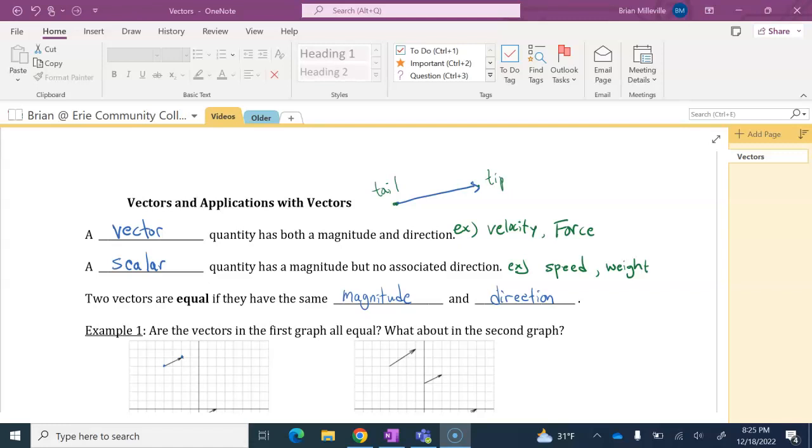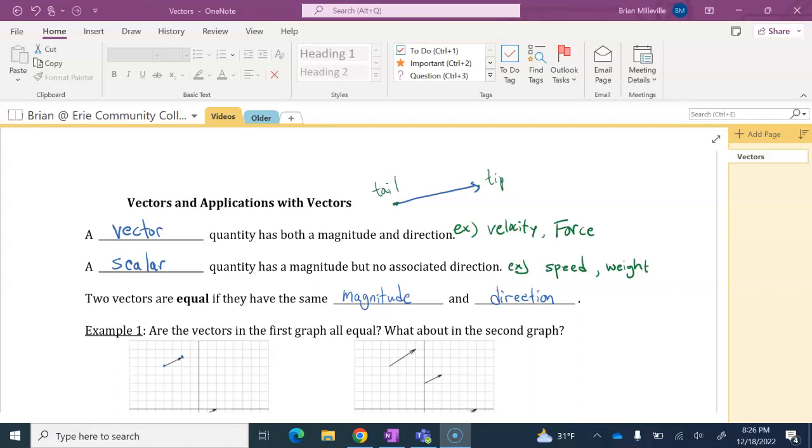Welcome to our first video with the basics of vectors, and we'll do some applications as well. So first off, just some definitions. A vector quantity is something that has both a magnitude and a direction. We refer to a scalar quantity as something that has magnitude but no associated direction. So some examples I have listed here.